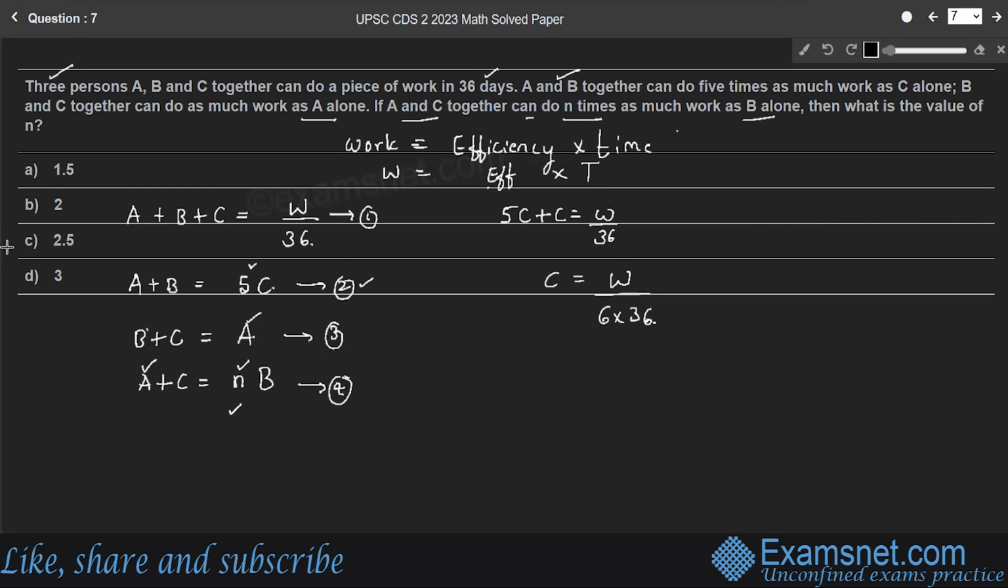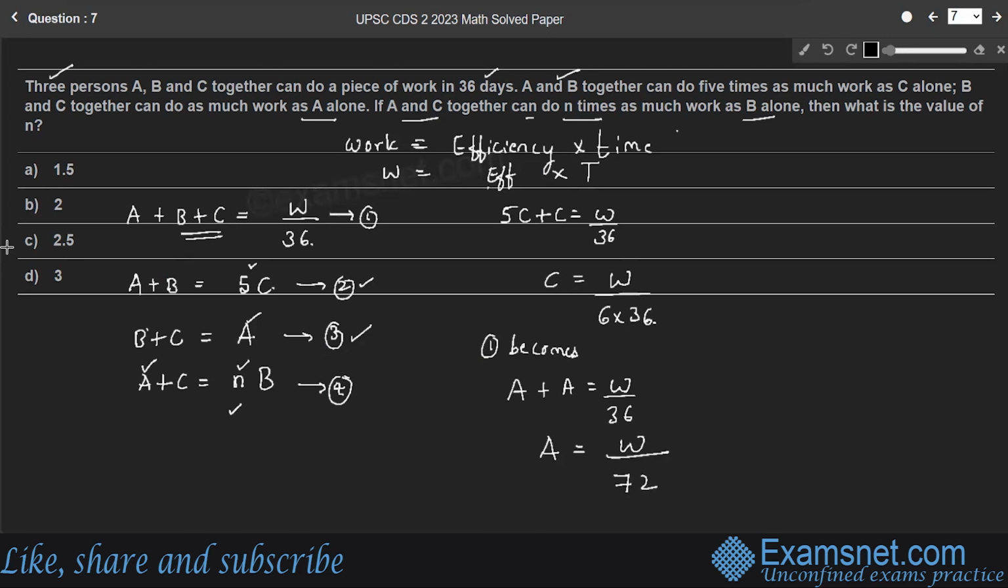So either from equation 2 or 3, any equation you can use. Here, students, B plus C is equal to A, since C is W by 6 into 36. Consider equation 1 again to find the efficiency of A. Equation 1 becomes, take B plus C is equal to A. So A plus A becomes W by 36. 2A is W by 36. So the efficiency of A is W by 36 into 2, which is 72.